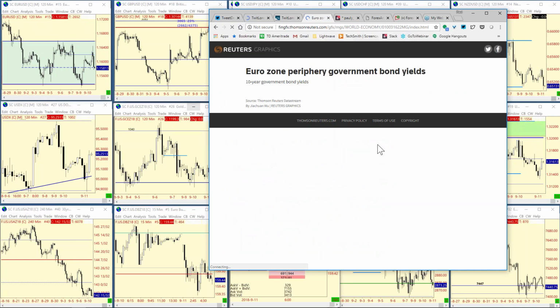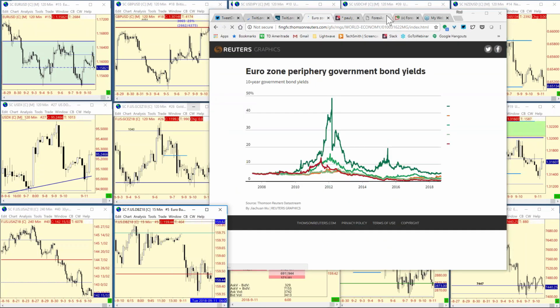That's where we are, because we're actually moving lower here in the German bunds. But anyway, getting back here, let's start on the analysis.